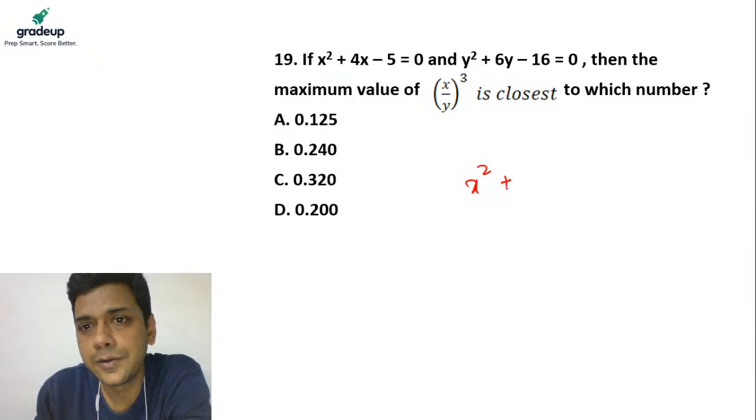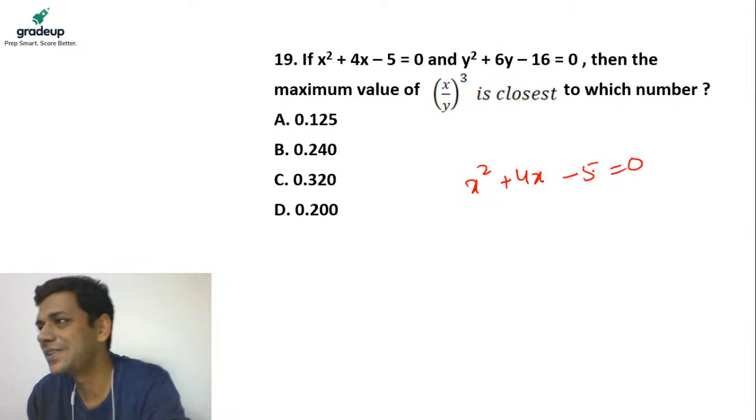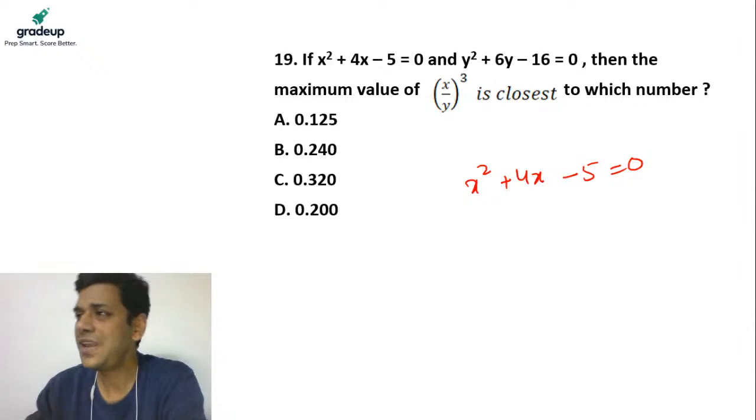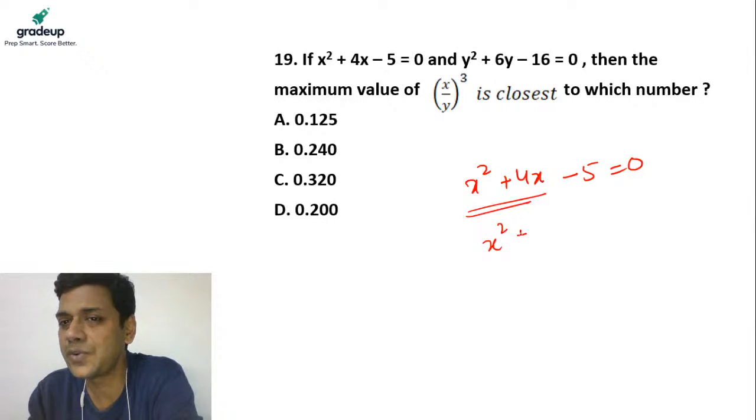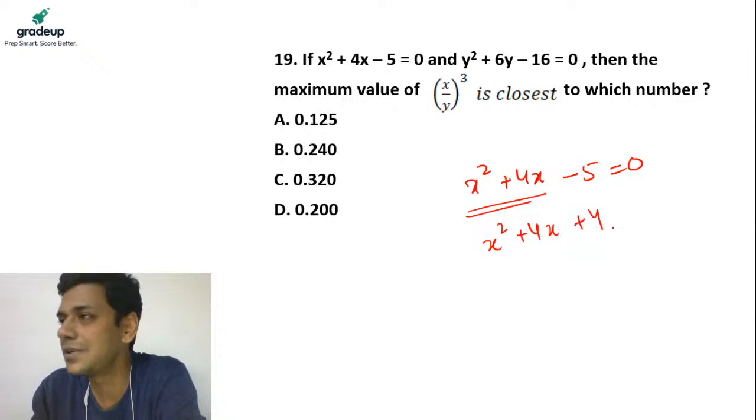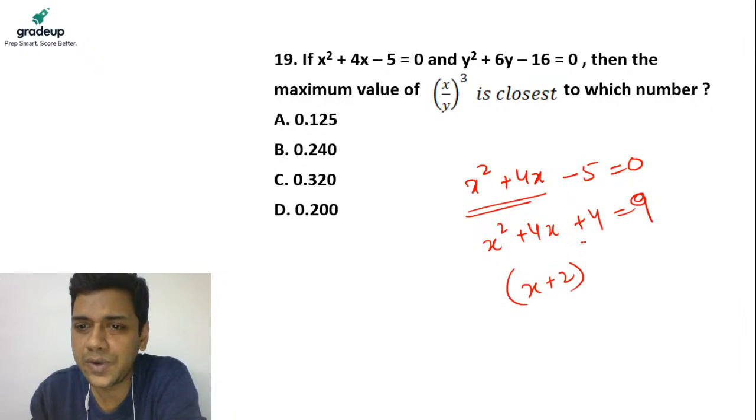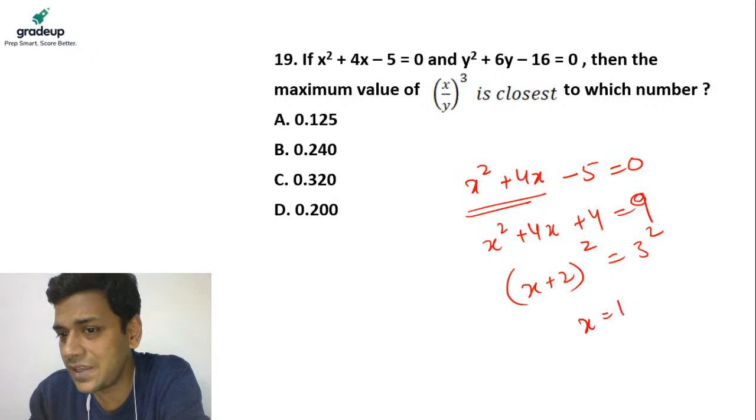x square plus 4x minus 5 equal to 0. What's the value of x? Whenever you say x square plus 4x, you should always make it x square plus 4x plus 4. Take 5 on the other side and add 4 more. What you get? You get x plus 2 whole square equal to 3 square. Which means x equal to either 1 or minus 5.